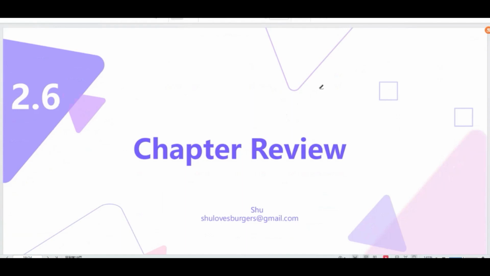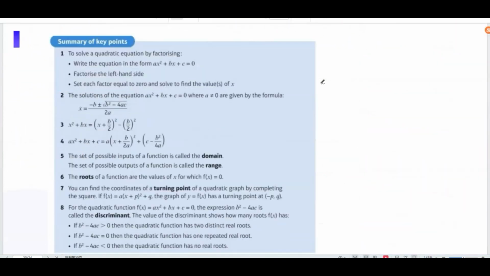Okay, last session, 2.6 chapter review. Let's review all about last chapter, what we have learned. Let's quickly review the summary of the key points. So we have to solve the quadratic equation by factorizing. And remember the quadratic formula.